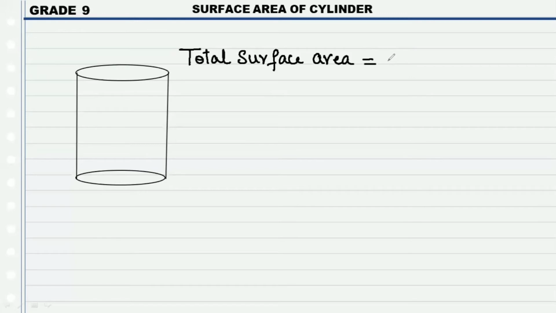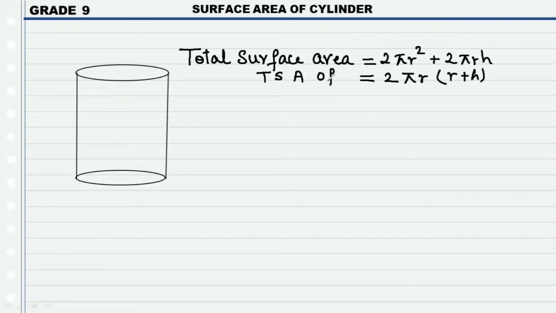Total surface area is area of the two circles. I have just explained this to you with the interactive session. I hope you understood it. Okay, so 2 pi r square plus area of the rectangular sheet, that is 2 pi r h. And when we simplify this to get a formula, we take 2 pi and r as common, and then we are just left with r plus h. So this is TSA, total surface area of cylinder.